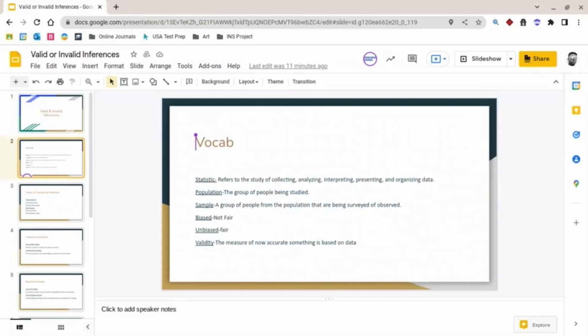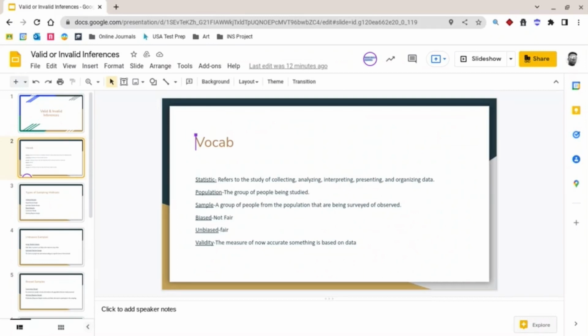The first key vocabulary term we're going to go over is statistic. Statistic refers to the study of collecting, analyzing, interpreting, presenting, and organizing data. Population is the group of people being studied. Sample is the group of people from that population that are being surveyed or observed.